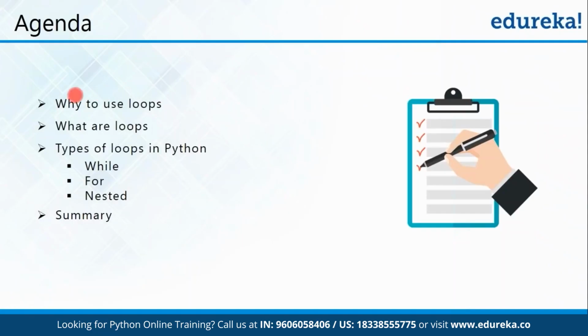So first we'll see why to use loops. What is the reason for introducing loops in the programming world? Then we'll see what exactly loops are, and then we'll focus on various types of loops that are there in Python, namely while, for, and nested. I'll be explaining all these three loops with examples.